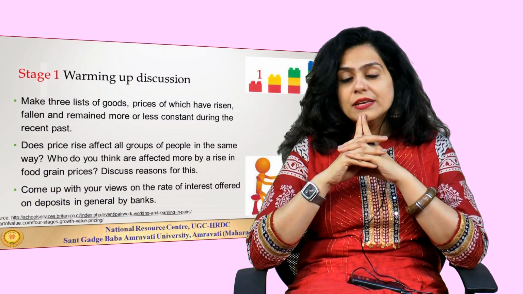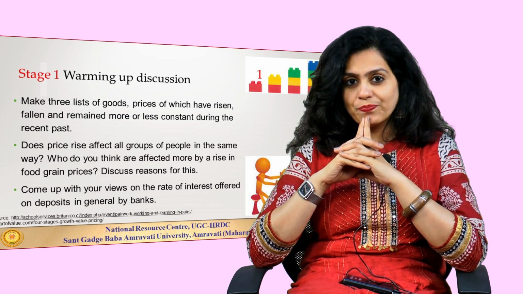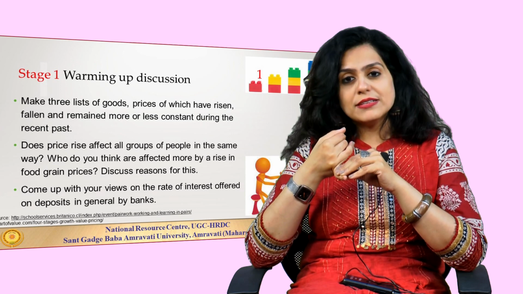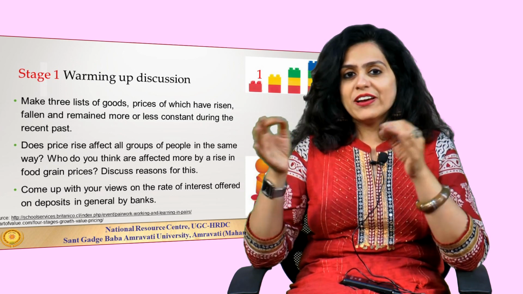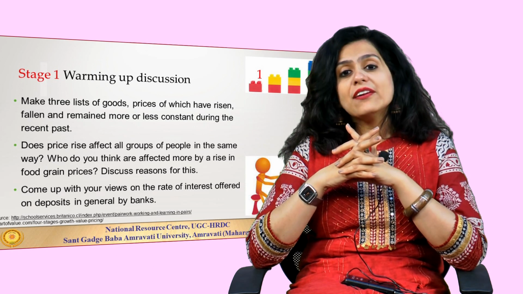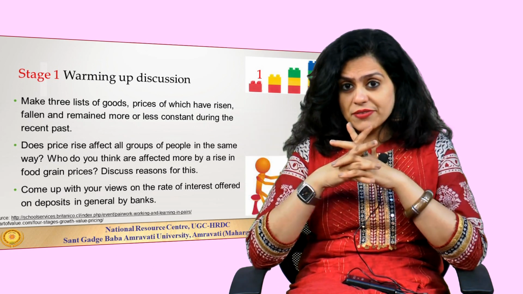So, we have a sample lesson plan, a pre-observation, and the first stage is that of lead-in. Lead-in, as you know, is an introductory activity which leads students into the topic. So, as part of the lead-in, the teacher puts students in 3 groups and assigns a topic of discussion to each group. Now, here are the instructions to each group. They are asked to make 3 lists of goods, prices of which have risen, fallen, and remained more or less constant during the recent past.